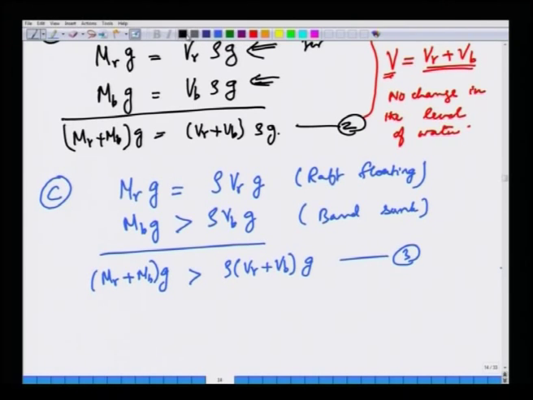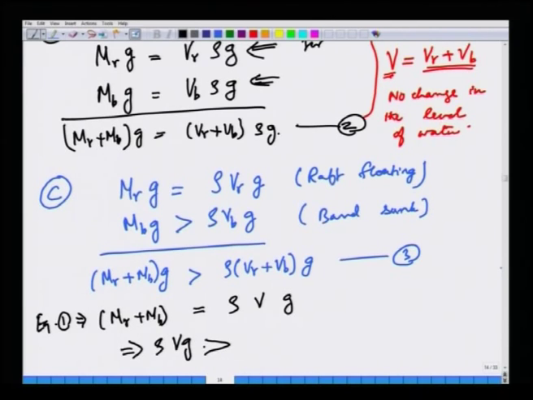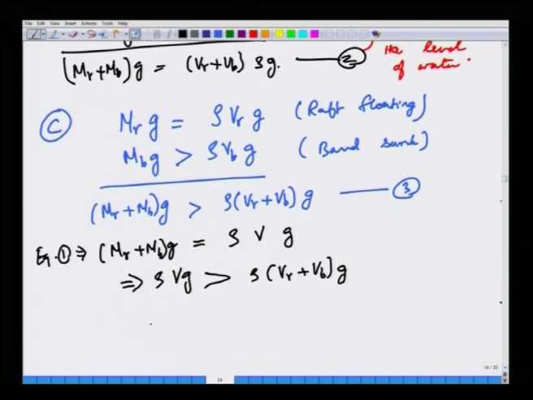Let me rewrite equation 1, which is (m_r + m_b)g. This is equation 1 that I just derived a few minutes back, is equal to ρVg. This implies that the left side is identically equal to ρVg. So, ρVg is greater than ρ(V_r + V_b)g, or V is greater than V_r + V_b.